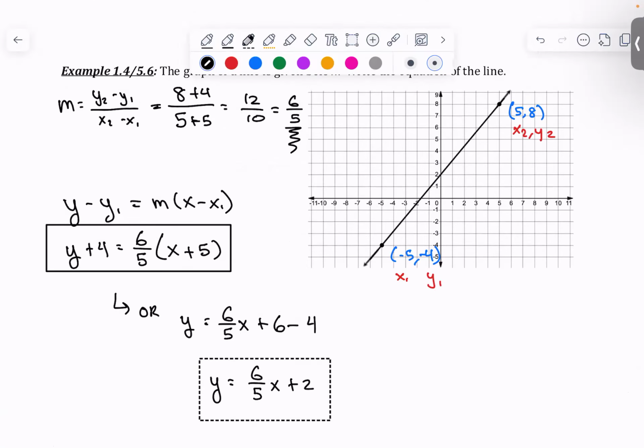Any questions on those? So the 6/5 x plus 6 minus 4 is coming from distributing the 6/5 in. When I distribute it into the constant, the 5's cancel. That's why I got a plus 6. I'll subtract 4 from both sides. That's why I've got that -4, which reduces down to plus 2, which just so happens to be its y-intercept.